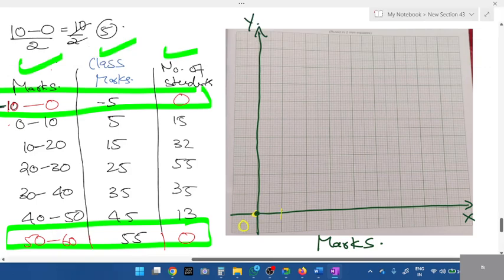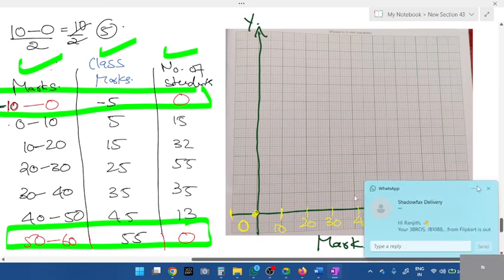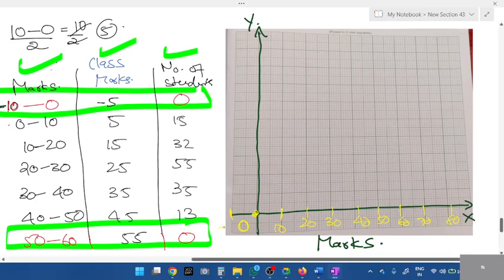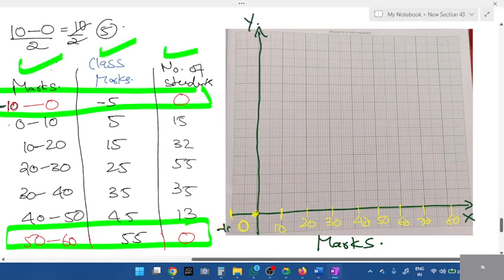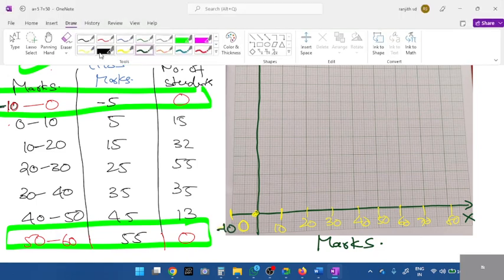This is 0. After 0, what do we have? 10, 20, next, 70 and 80. And can you see after 0, on the left hand side, there is another box ending. There you will take it as minus 10. Is it clear? Don't write it now. First listen, don't write.